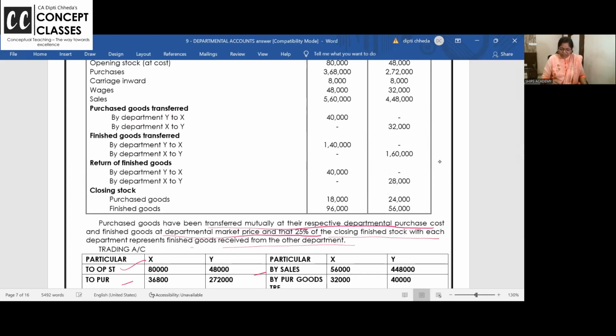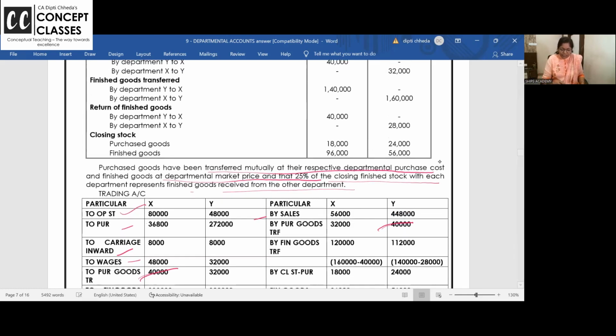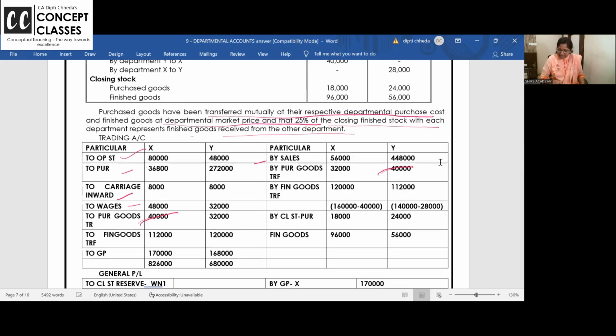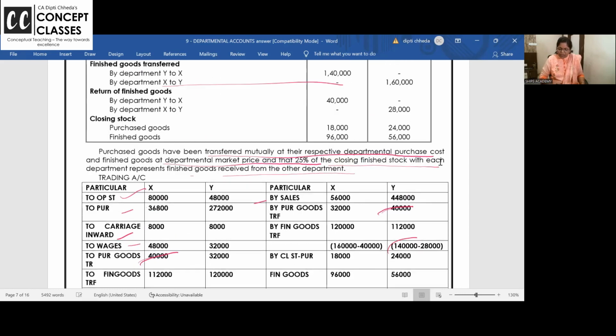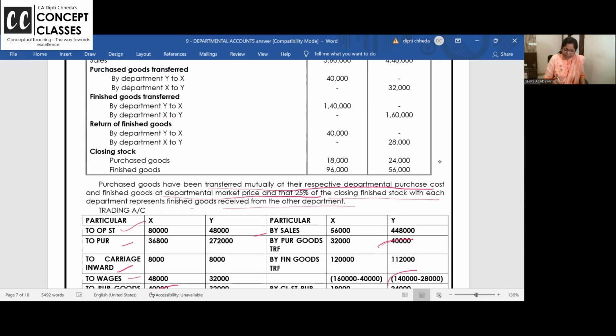Purchase goods transferred. Y to X. Y ने ट्रांसफर किए 40,000 goods X को. Y has transferred to X. Y credit. Credit the giver. X debit the receiver. ये गलती नहीं करना. Now finished goods. Y to X कितना ट्रांसफर हो रहे हैं? 140. लेकिन रिटर्न आई एम हियर, मैं एक ही डिपार्टमेंट कर रही हूँ.